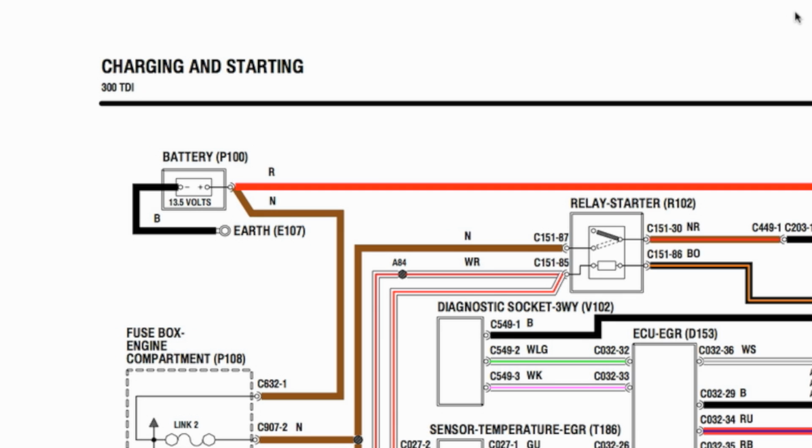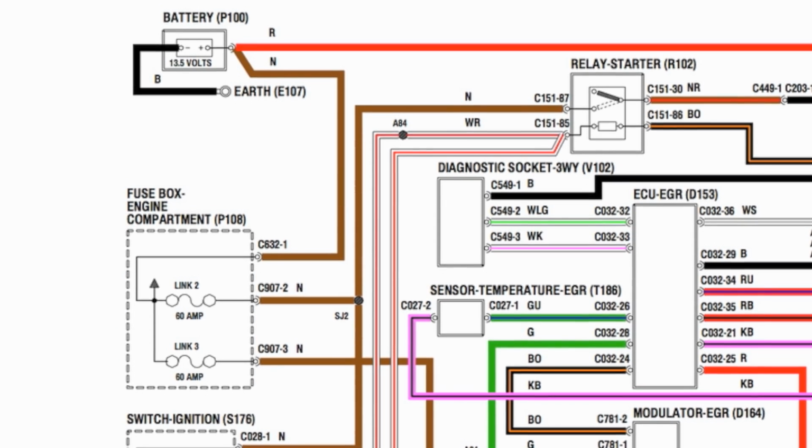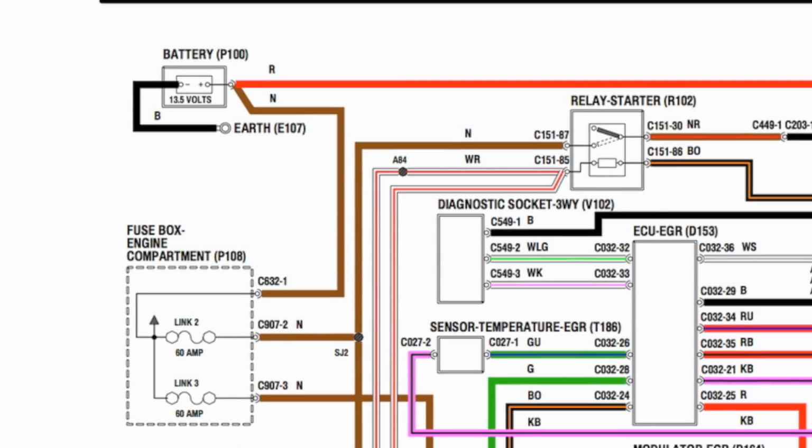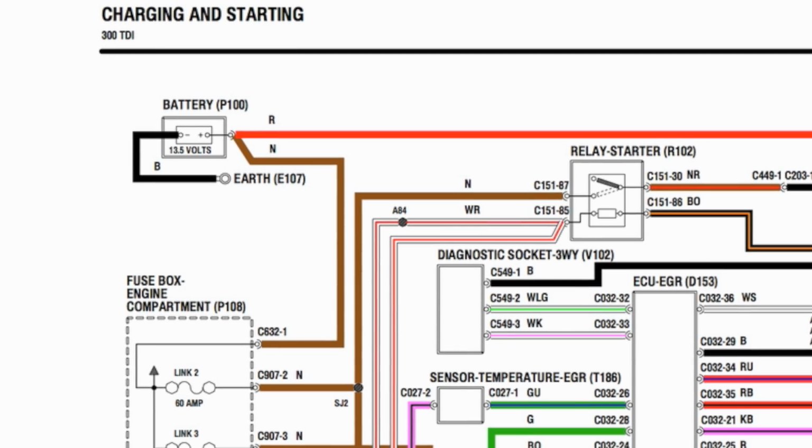Just to show you this in colour on a Land Rover wiring diagram, you have the battery here, and this is the first place I always look to check the colour of the earth, which is B for black. You also have a red cable, battery to starter, which you can see at the top there, and you also have a brown feed to the fuse box in the engine compartment.